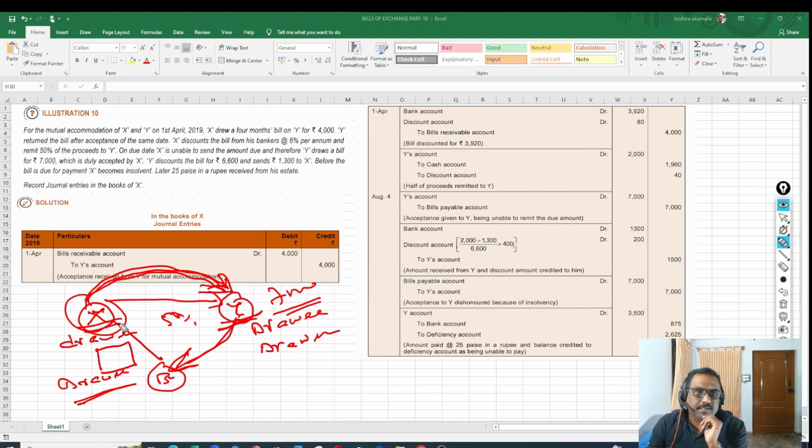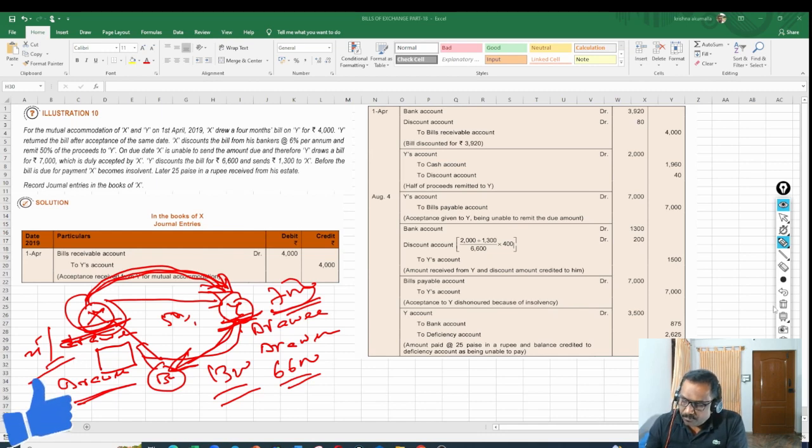X accepted the bill. Y discounts the bill for 6,600. The 7,000 bill, what is with Y now? Y discounted this bill for 6,600 rupees. Then he sends back 1,300. Why 1,300? We are going to discuss all those things. Before the bill due date for payment, X becomes insolvent. X accepted the bill, right? He became insolvent. After becoming insolvent, he paid 25 paisa per rupee. So this is the problem we are going to work.